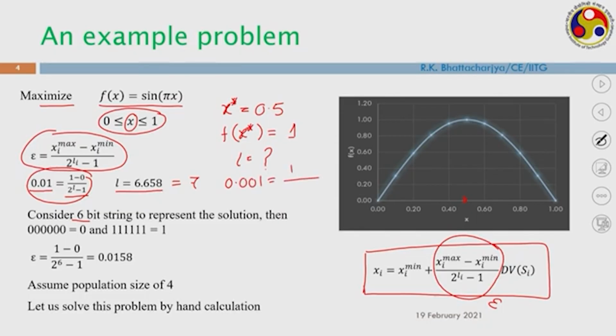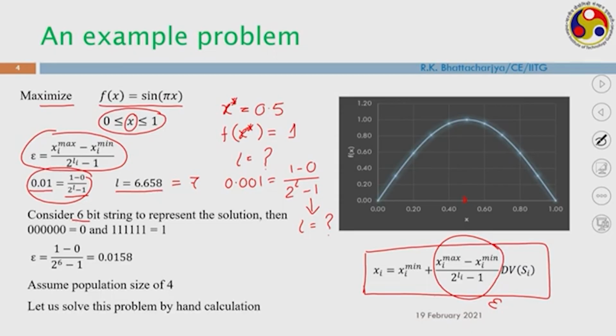So, I can calculate it here: 1 minus 0, and this is 2 to the power L minus 1. If I solve it, I will get the required string length. From here I can find out what should be the value of L. Now, certainly, it will be more than 7. So, I need more bits in order to increase the precision.